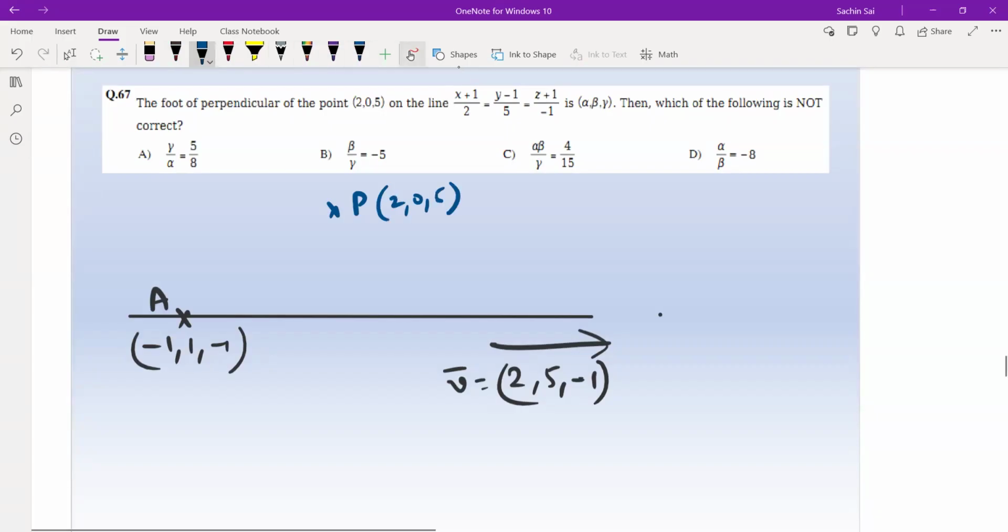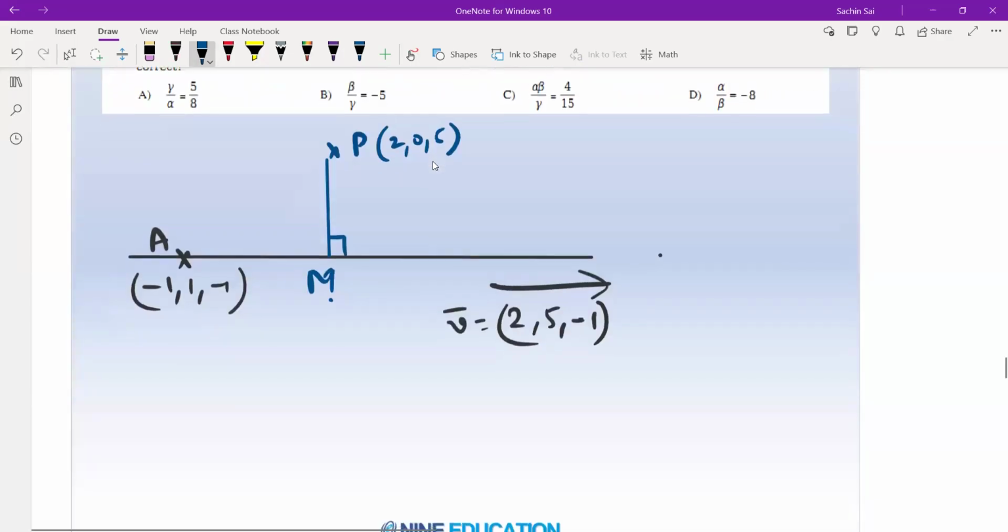We want to find the foot of the perpendicular, right? Let us say the foot of the perpendicular is N, right? So which of the following is not correct? You will observe one thing here in the options. If you want to answer this question, you must find all three coordinates alpha, beta, gamma, right? So first we have to find the foot of the perpendicular from P to the line.